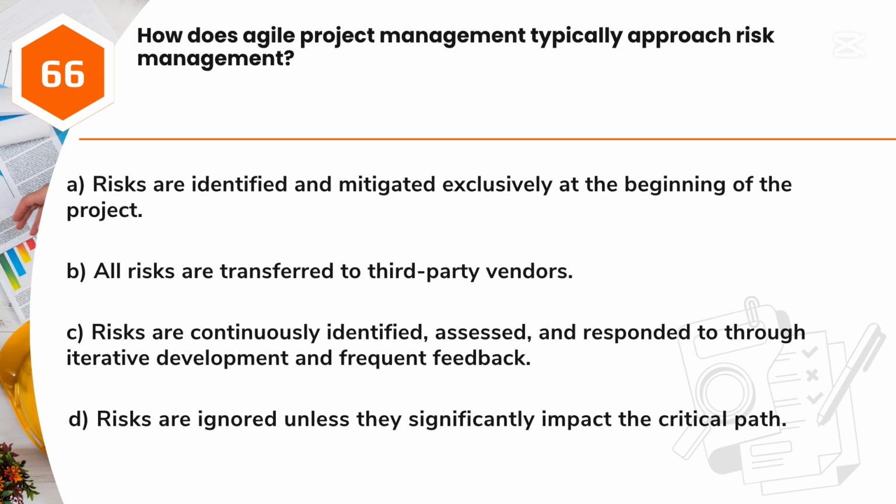Question 66. How does Agile project management typically approach risk management? A. Risks are identified and mitigated exclusively at the beginning of the project. B. All risks are transferred to third-party vendors. C. Risks are continuously identified, assessed, and responded to through iterative development and frequent feedback. D. Risks are ignored unless they significantly impact the critical path.